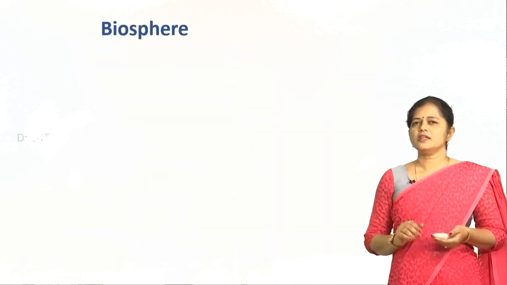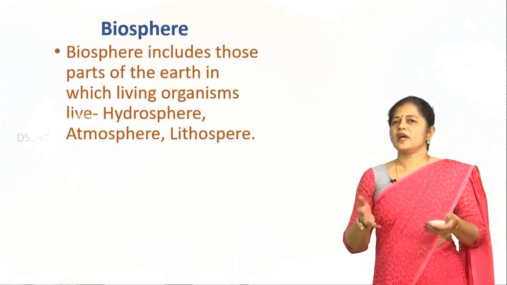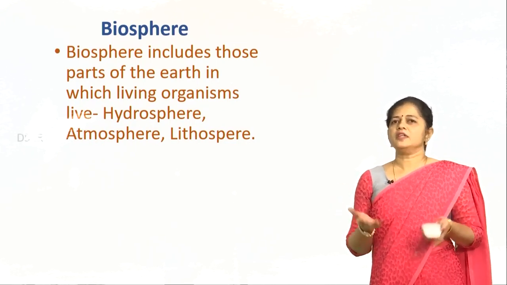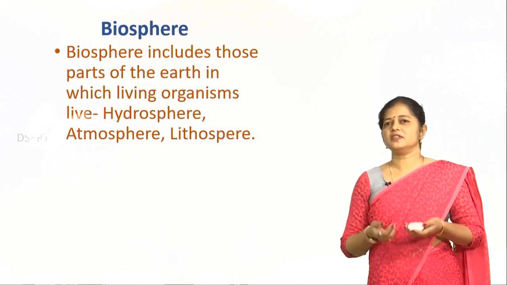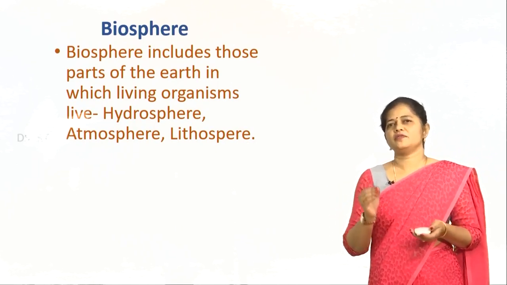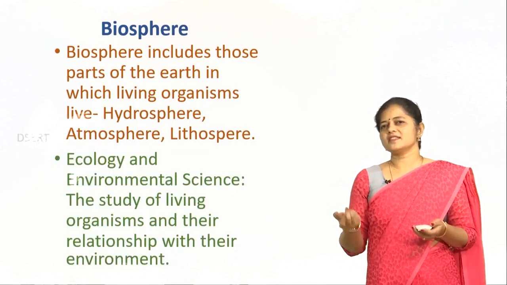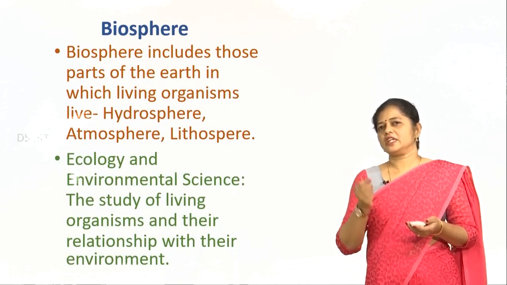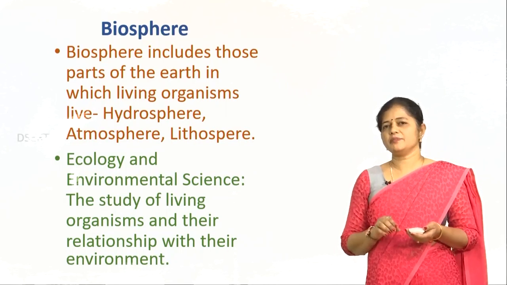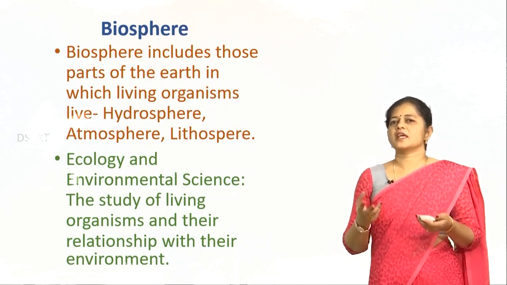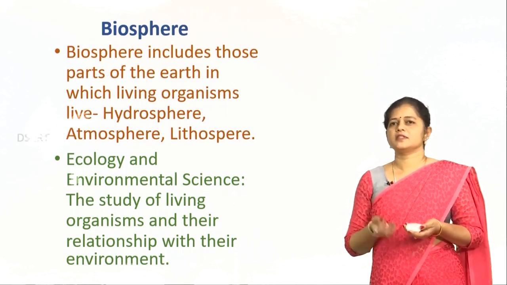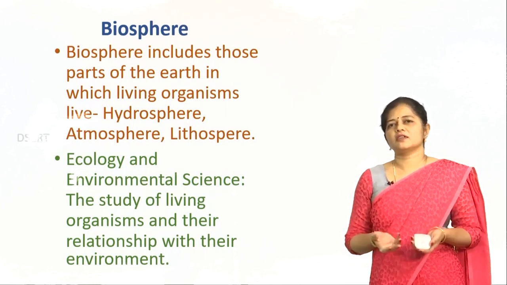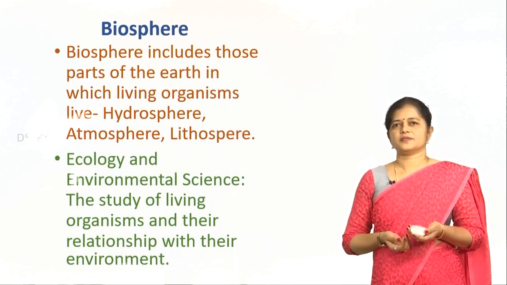And let's see what is a biosphere. So a biosphere includes those parts of the earth in which the living organisms live. It can be the hydrosphere, the atmosphere, the lithosphere, or any part of the earth where you find living organisms. Now let us see a few technical points of ecology. So ecology and environmental science, both are the same. It means the study of living organisms and their relationship with their environment. The study of living organisms and their relationship with the environment is called ecology or environmental science.